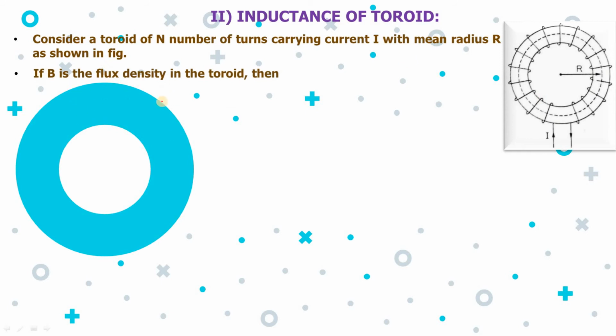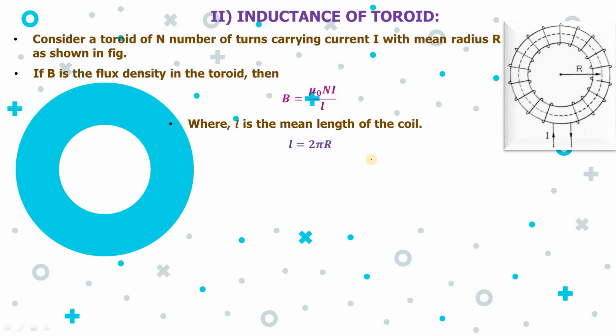If B is the flux density, the B field, we know very well what B is. B is equal to mu naught into N I by l, where l is the mean length of the coil. The mean length of this coil is l is equal to 2 pi R.